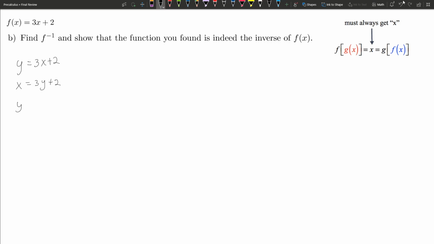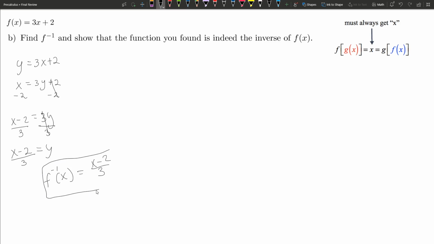Whoops. So that's not what we do. That's not the first step. Let's minus 2 on both sides because we want to get that y by itself. So this is x minus 2 is equal to 3y. How do you get rid of the 3? The 3 is being multiplied by the y, so undo that multiplication by dividing. So we get y is equal to x minus 2 over 3. And this is really the inverse function. So f inverse of x is equal to x minus 2 over 3.